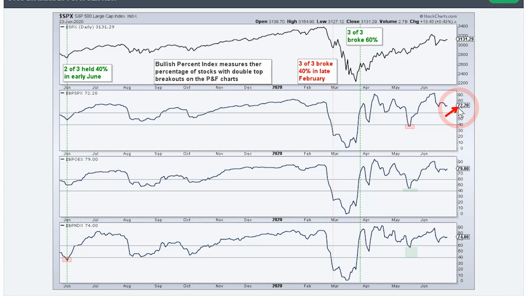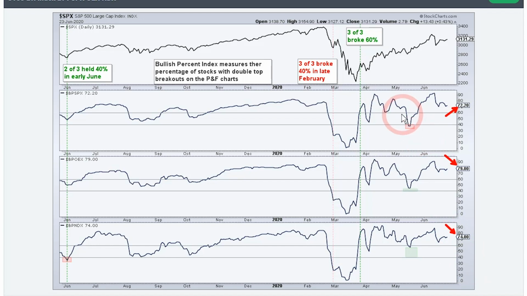72.2%. So that means the other 27.8% are on double bottom breakdowns. So the vast majority are on double top breakouts and have higher highs working. Now for signals, by the way, this is OEX, the S&P 100, 79%, and this is the NASDAQ 100, 74%.